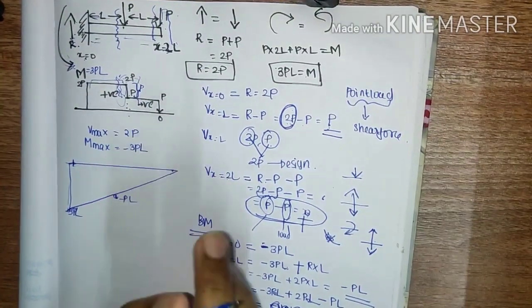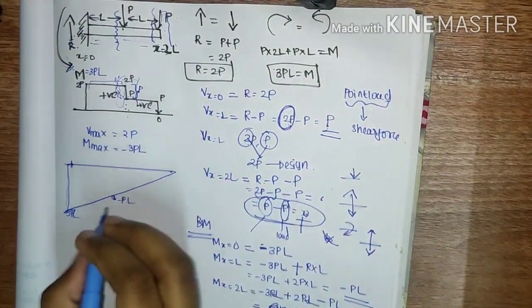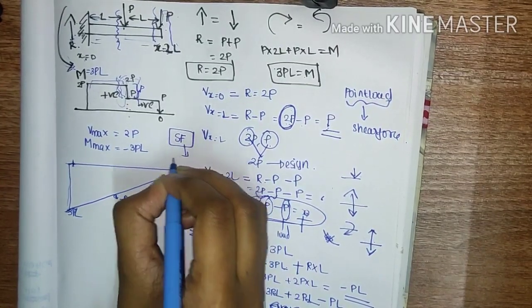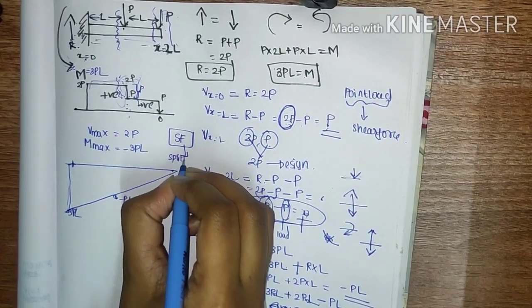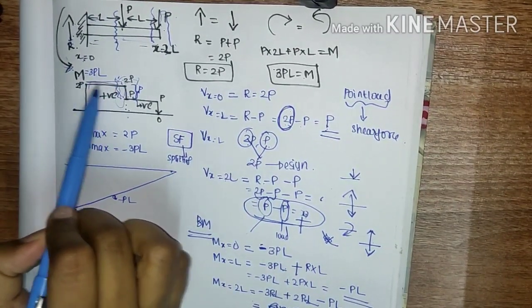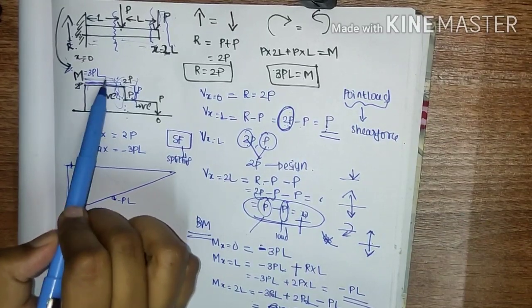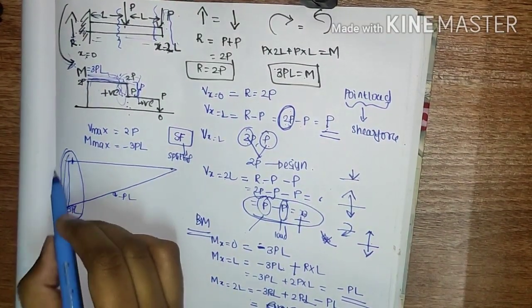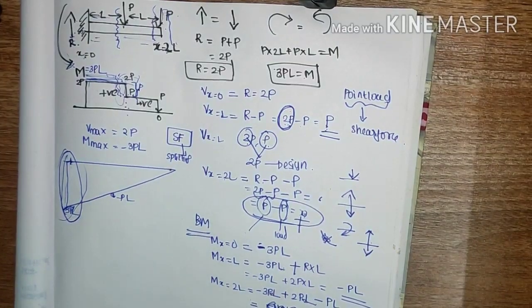If it is failing due to shear force, then there will be splitting. Where is it maximum? Here it is maximum, so splitting will occur over this entire portion. If it is failing due to bending moment, it will fail here, because here it has the maximum bending moment.